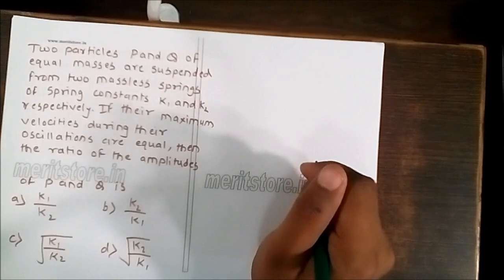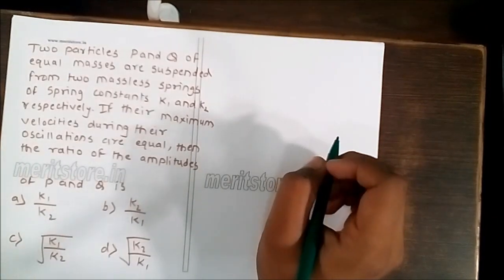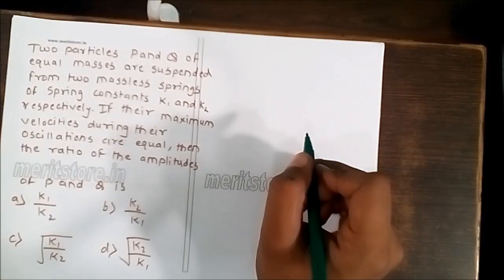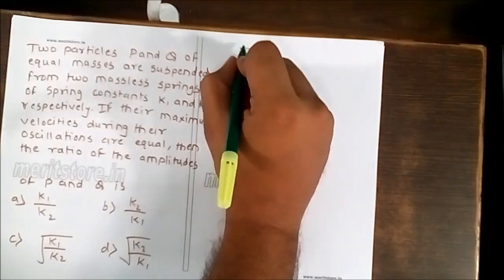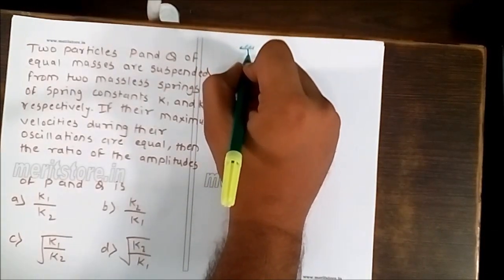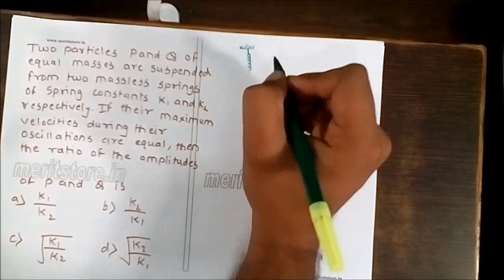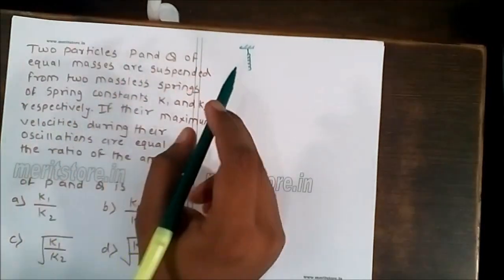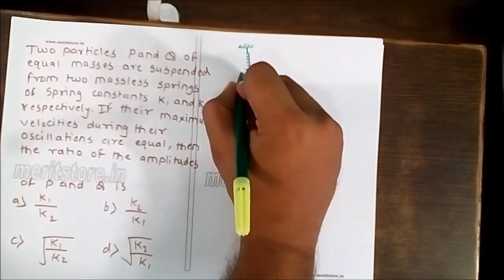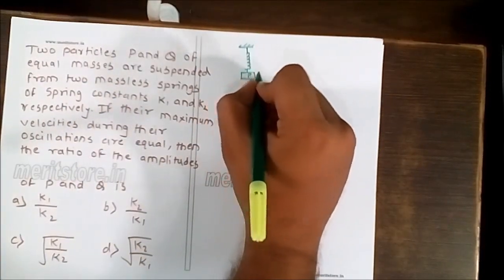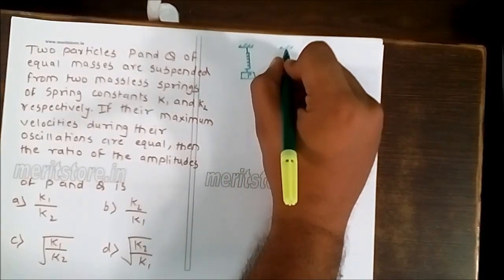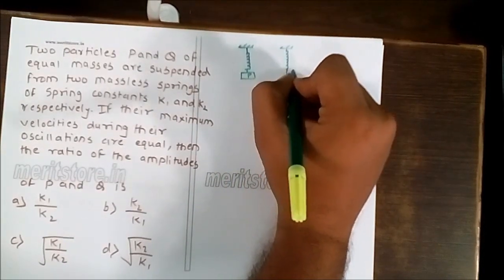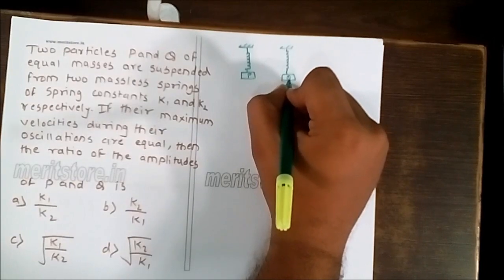Two particles P and Q of equal masses are suspended from two massless springs. Alright, so we have two particles P and Q of equal masses suspended from two massless springs. So first mass is P, the second one is Q.